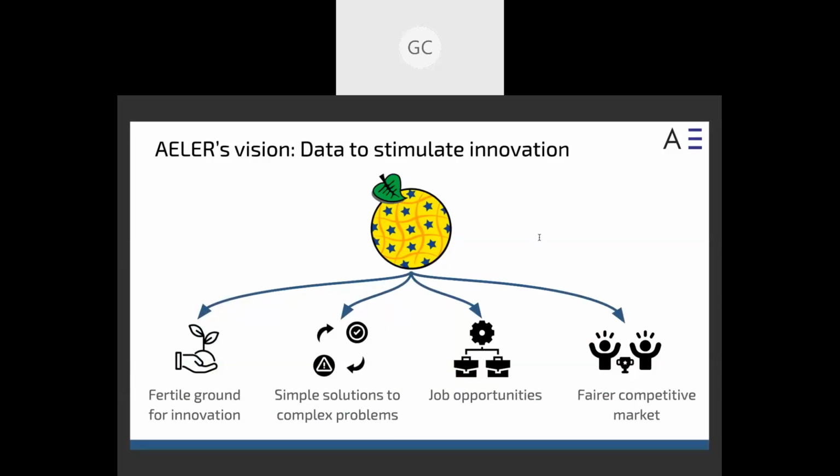And if we zoom out just a bit more and think about data in the general sense, our vision at Taylor is that open data and data in general stimulates innovation. In our case, it's mostly about the supply chain and the transport infrastructure. We really think it provides a fertile ground for innovation. And how is that? It's because good, usable data allows us to provide simple solutions to complex problems.